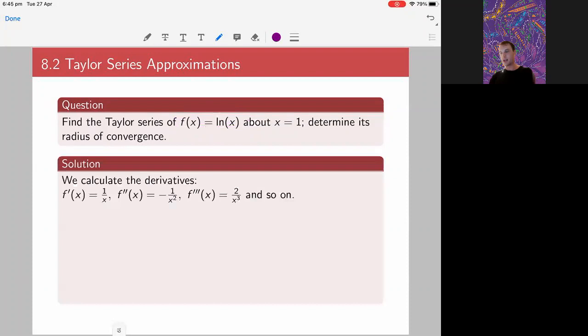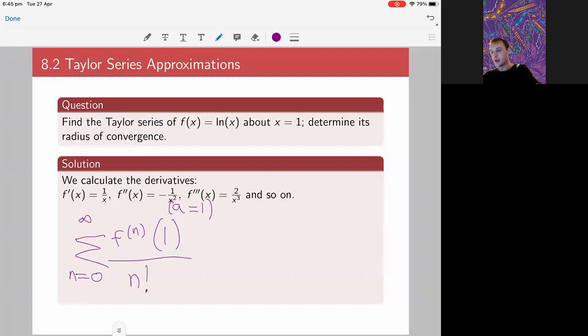Now remember, the Taylor series formula we had was the sum from n equals 0 up to infinity of the nth derivative of your function evaluated at the point you're interested in, in this case 1. We've got to divide by n factorial, and we've got to multiply by x minus a, which in this case is 1, and raise it to the power of n. Now, the upshot of me writing this down is to convince you that in order to work out what the Taylor series is, we really need to work out what all of these derivatives are. Okay, well, let's just differentiate the logarithm function and see what we get.